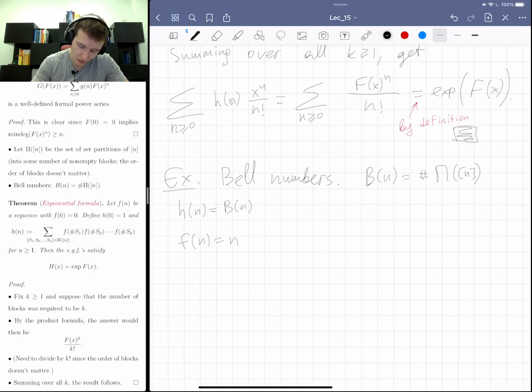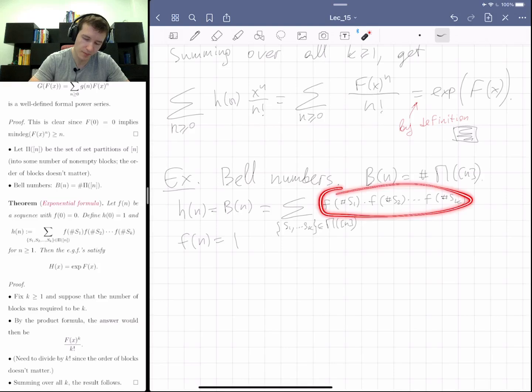But anyway, the actual answer should be f of n is equal to 1, because then you count each set partition with weight 1. So h of n is going to be the sum over s1 through sk in partitions of bracket n of f of the size of s1, f of the size of s2, etc., f of the size of sk. Each of these terms is equal to 1, so we get Bell numbers.